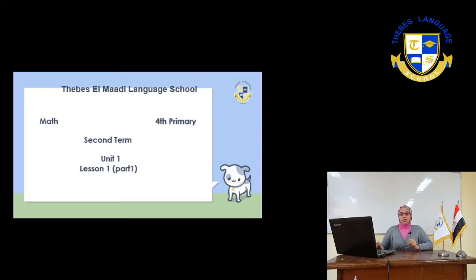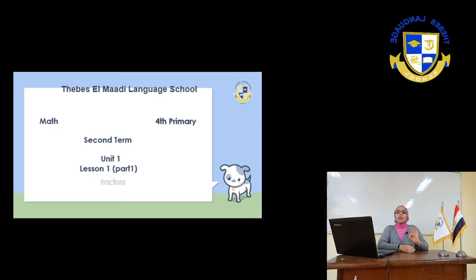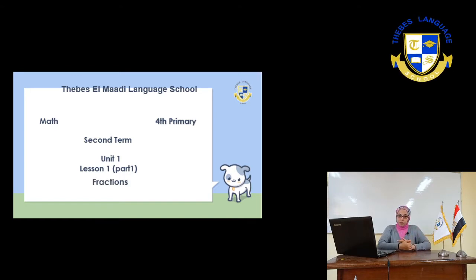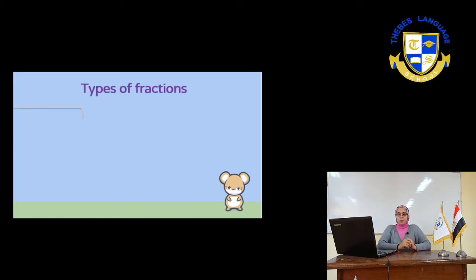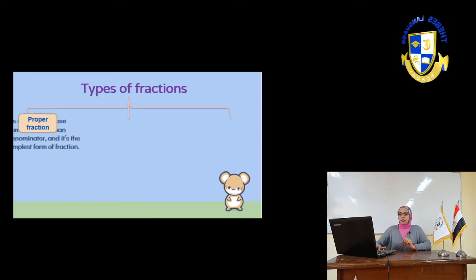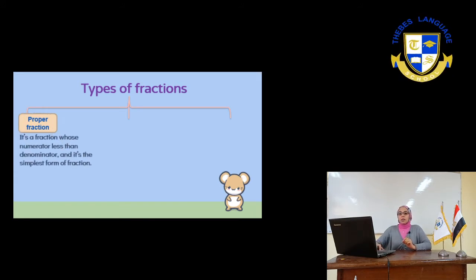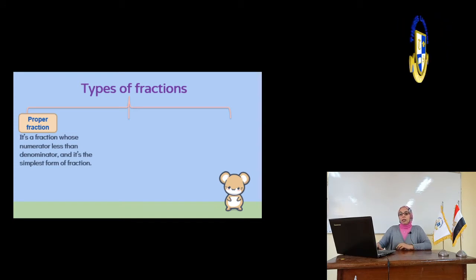At first, what is the type of fraction? We have three types of fraction: proper fraction, improper fraction, and mixed number. A proper fraction is a fraction whose numerator is less than the denominator. The numerator is less than the denominator.